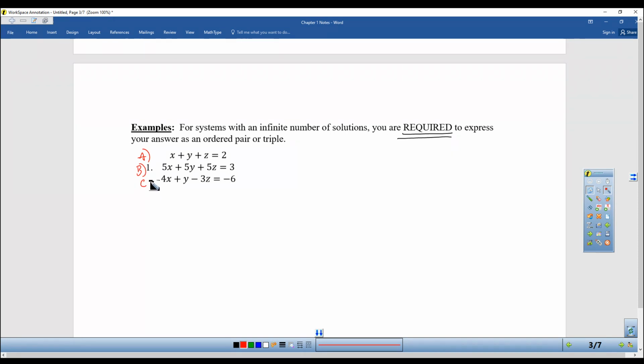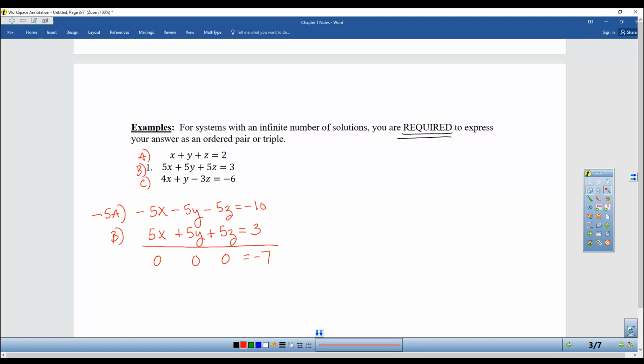Equations A, B, and C. A is my favorite because it's so easily manipulated. I'm going to do negative 5a, which would give me negative 5x minus 5y minus 5z is equal to negative 10. I'm going to put that with B, which gives me 5x plus 5y plus 5z is equal to 3, already 3, don't have to multiply by anything. I get 0, 0, 0, negative 7.